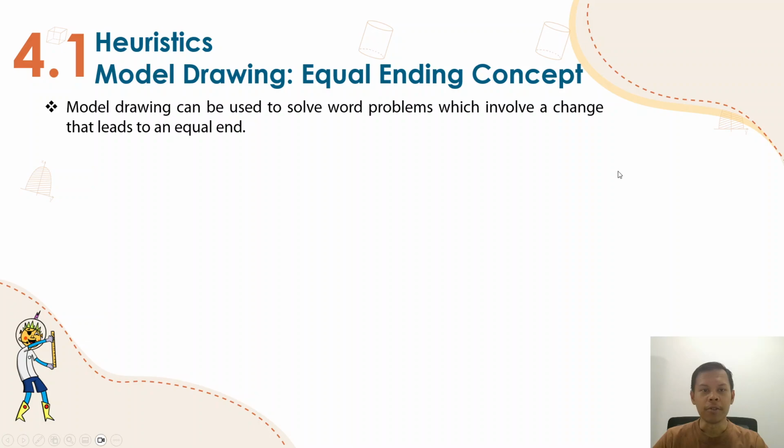Okay, for model drawing, this is going to be the equal ending concept. So why are we doing model drawing? Because this can help us to solve word problems which involve a change that leads to an equal end.